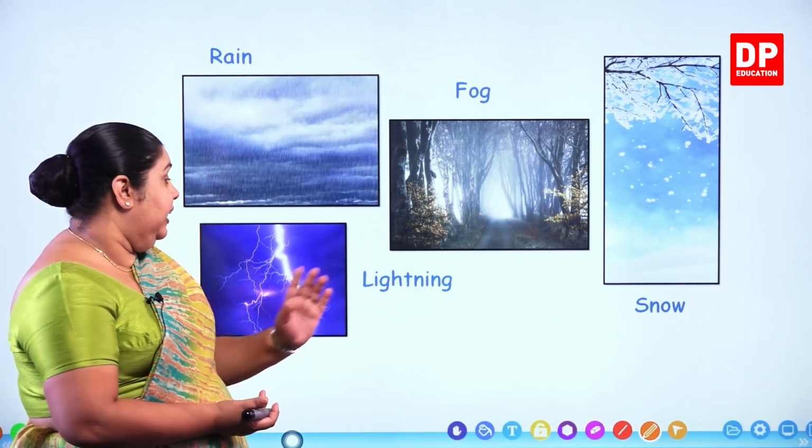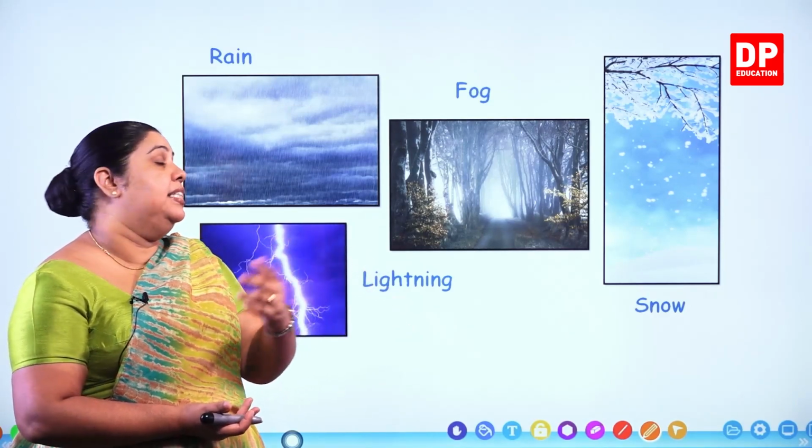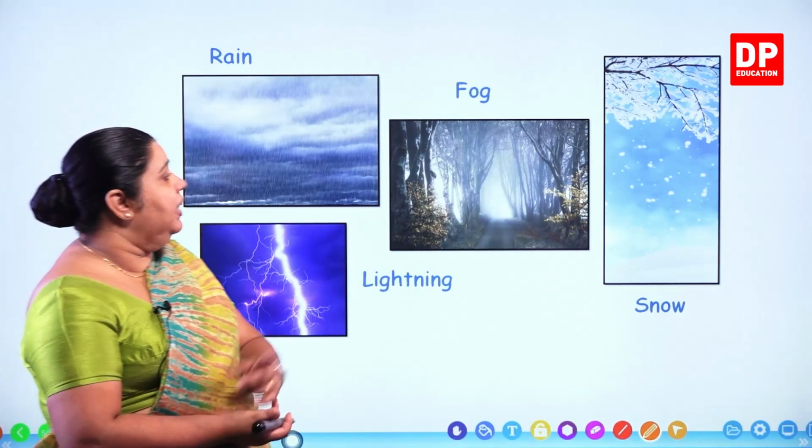The lightning happens in the sky and we can see that in the sky. Then what is fog?